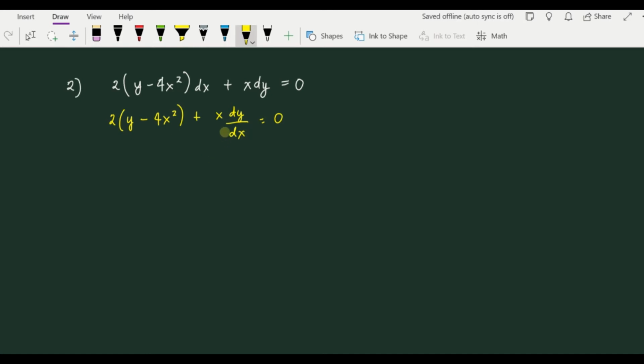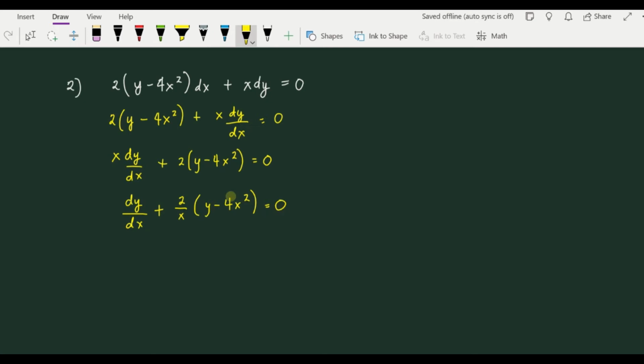And then, para hindi magulo, pagpalitin natin yung position ng dalawa. So, that will be x dy over dx plus 2 times y minus 4x squared equals 0. Then, dapat dy over dx lang to. So, i-divide natin by x. So, mangyayari dyan, dy over dx is equal plus 2 over x times y minus 4x squared equals 0.